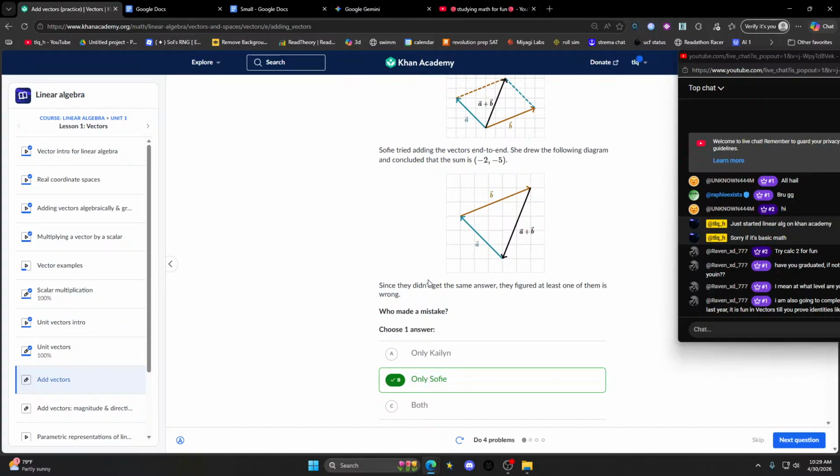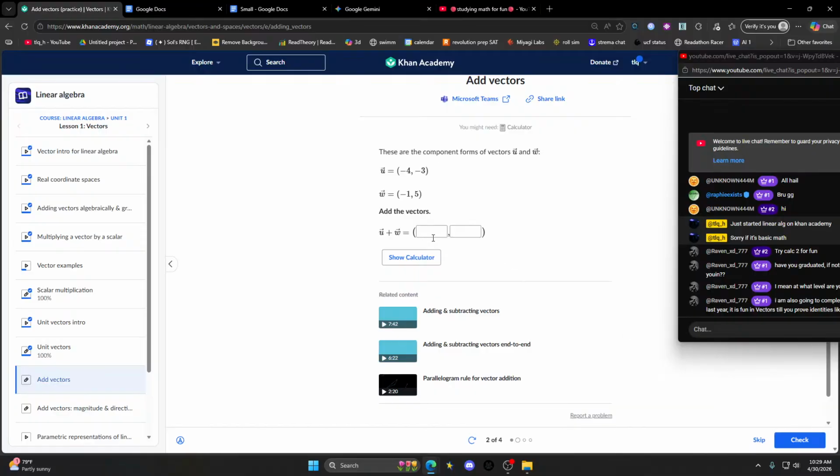Oh, I'm an idiot, bro. I thought it was saying who was correct, man. Oh my gosh. That is stupid. I suck at reading, man. I swear to God. It's like these basic things.